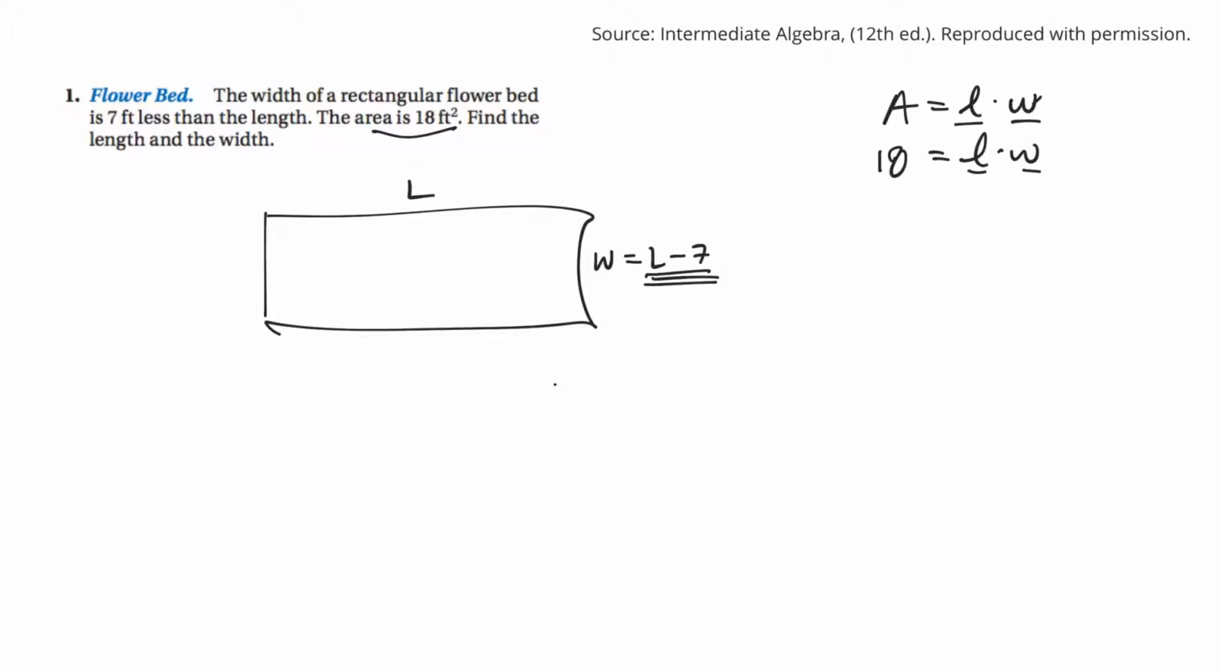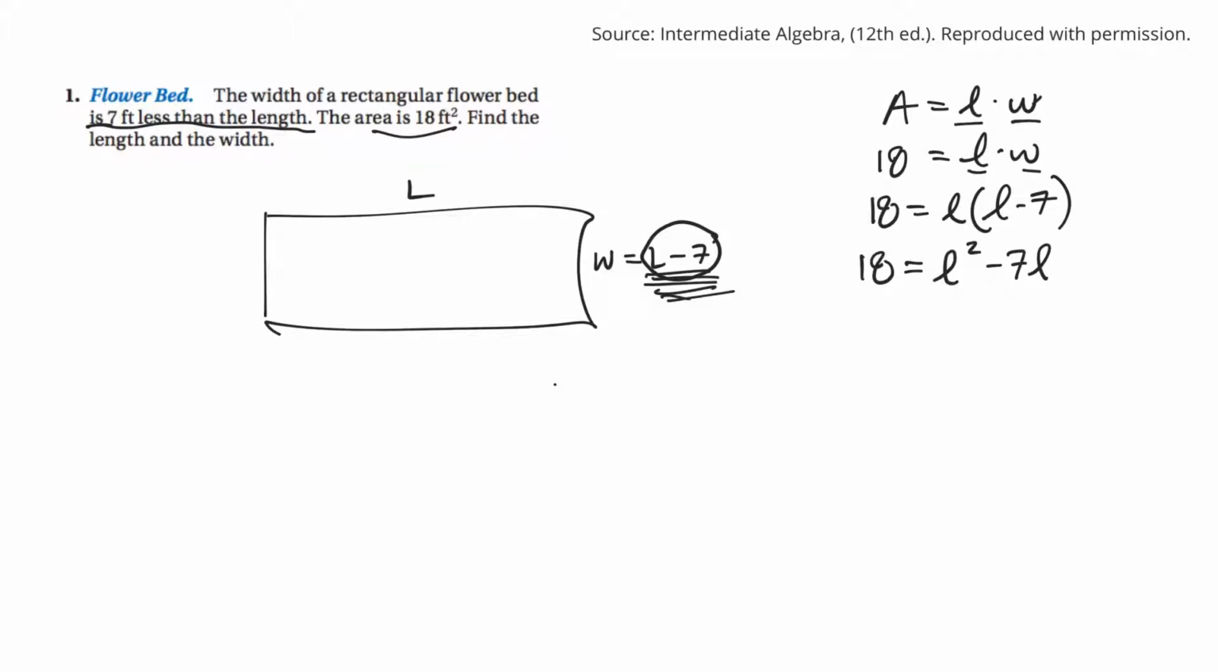But if they tell me a relationship between the length and the width, in other words, length minus 7 is width, I can plug that in. So 18 is equal to length times the width, which is length minus 7. Now I've got an equation, and it looks a little funny, but if I FOIL out or use the distributive property on the right side there, I'll get L squared minus 7L is equal to 18. Since it's a quadratic, I'm going to move the 18 to the other side and make it equal to 0. So 0 equals L squared minus 7L minus 18.